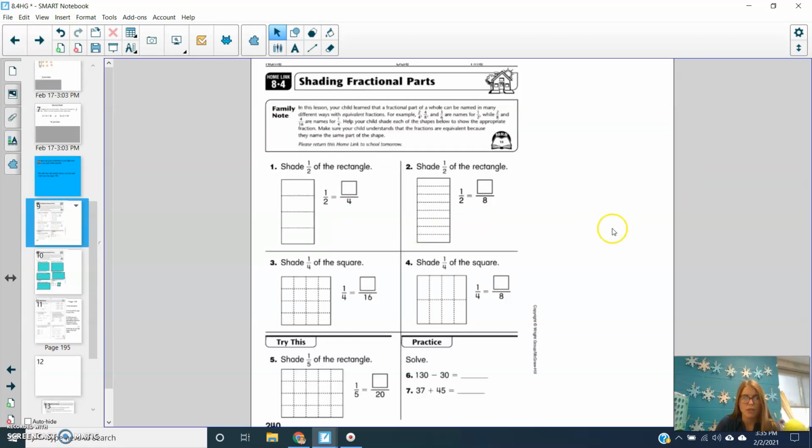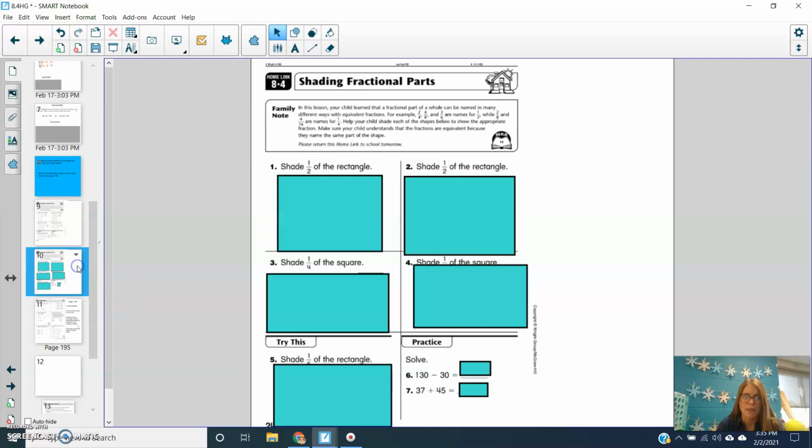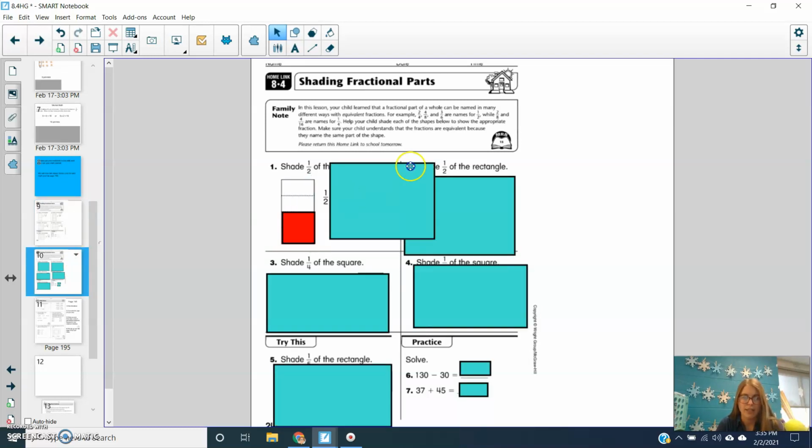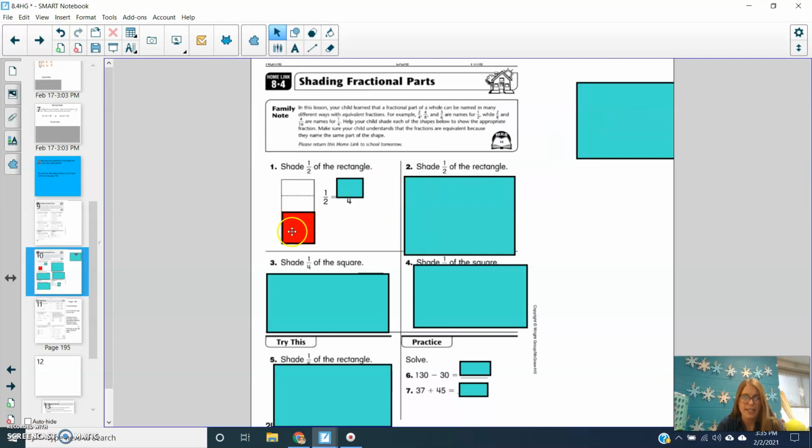HomeLink 8.4 looks like this, where I'm going to ask that you shade half of the rectangle and then tell me how many fourths did you shade. Maybe let's try that first one together before talking about the rest of the page. When I shaded half of the rectangle, it looks something like this. And then I can see that I shaded in 2 out of those 4 pieces. So half is the same thing as 2/4.